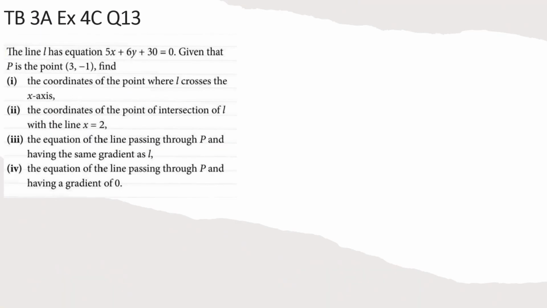Right, let's look at question 13. Question 13 has so many parts: 1, 2, 3, 4. All right. Not to worry, we just take one part at a time. So let's look at part 1 first. We have an equation, 5x plus 6y plus 30 equals 0. And we are told that on this line, there is a particular point called P, and P has x coordinate 3 and y coordinate -1.